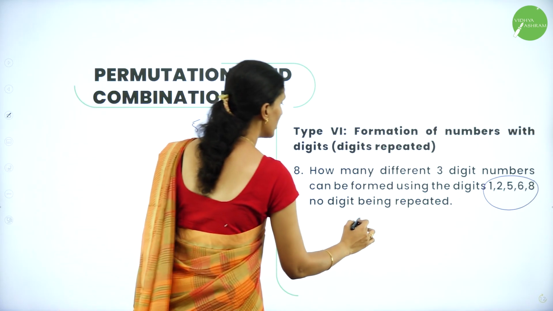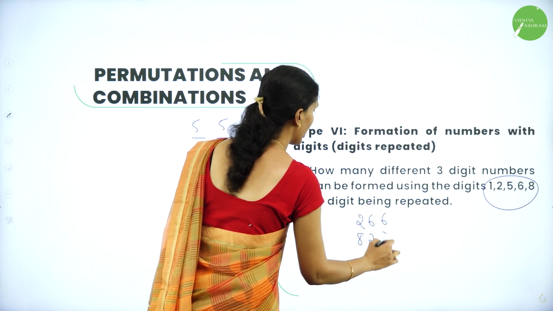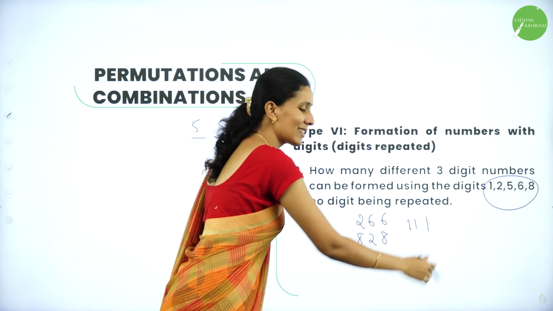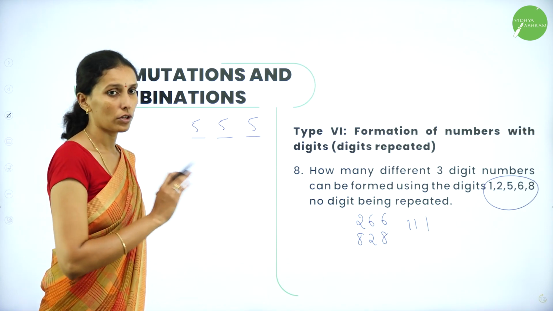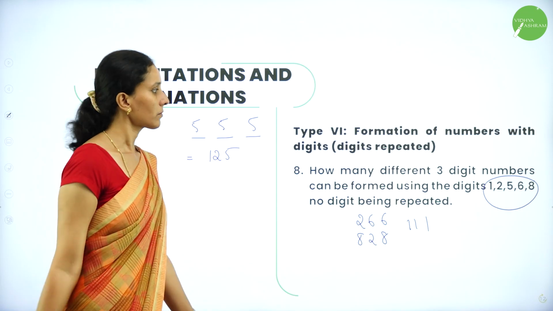Because see, if digits are like this, 2, 6, 6, 8, 2, 8, 1, 1, 1, in all the places the digit is being repeated. So therefore I have all the choices for the places. So here my answer is 125.